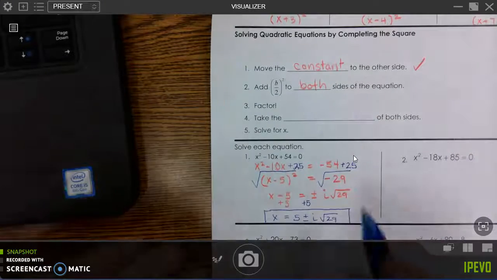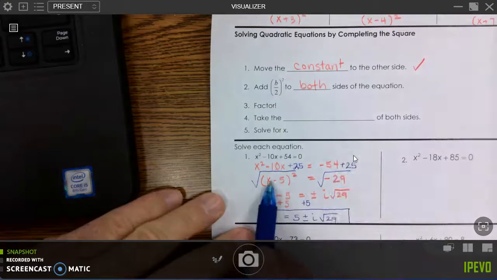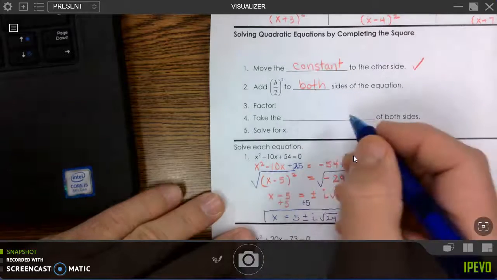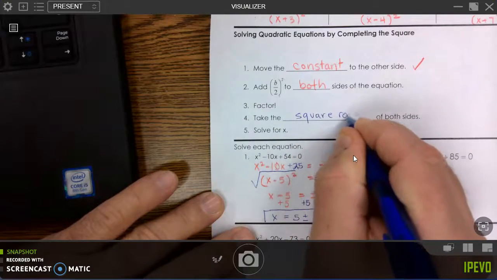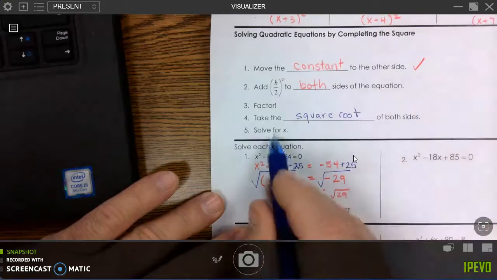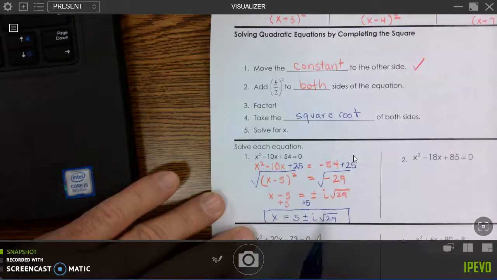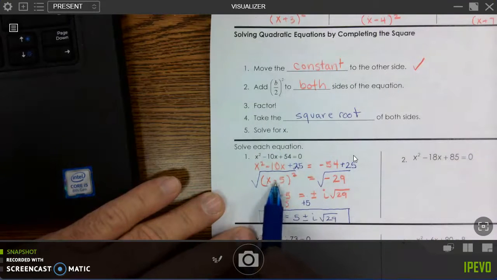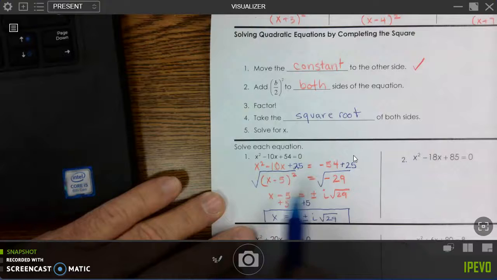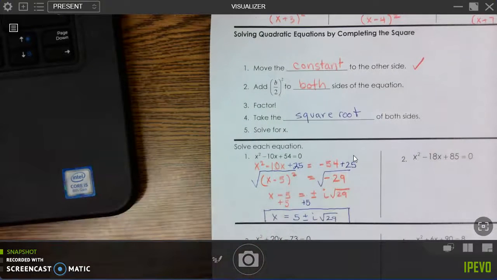So, I'm sorry, I should have filled this out. So, after we factor, we take the square root of both sides, and then we continue to solve for x. So factor is just this step where I wrote it as x minus 5 to the second power. Okay, I'll explain that a little bit better in the next problem.